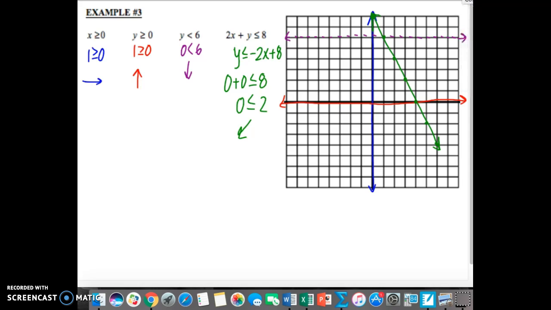So we know that we will be shading up from that red line. We'll be shading to the right from the blue line. We're shading downward from that purple horizontal line, and we're shading towards the origin from the green line. With all of these arrows drawn, it's kind of easy to see that this almost triangular shaped region is the solution to our system of inequalities.